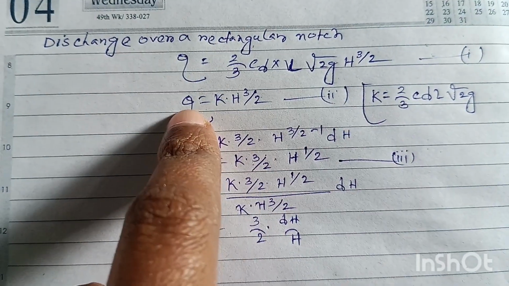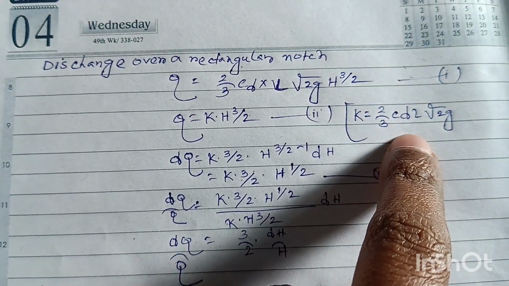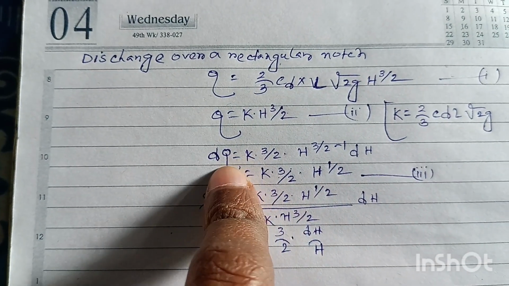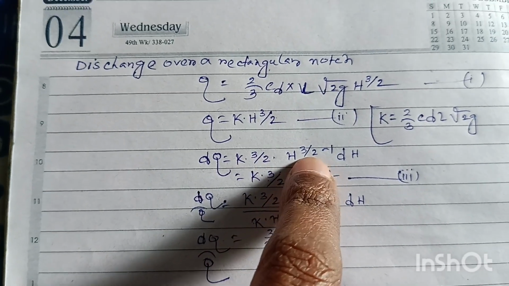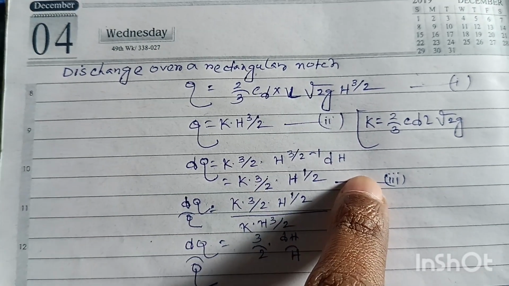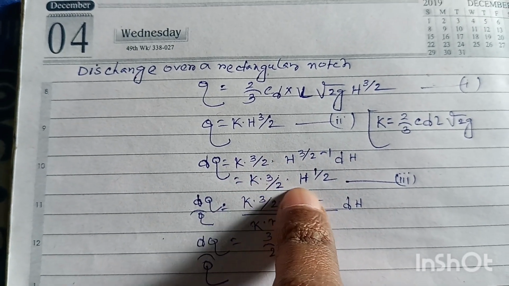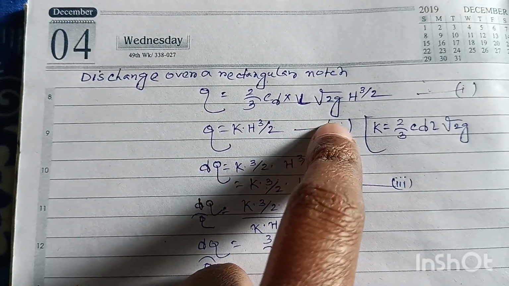Then we can write Q equal to K into H to the power 3 by 2, where K is equal to 2 by 3 Cd L into root over 2g. Then we can write dQ equal to K into 3 by 2 into H to the power 3 by 2 minus 1 into dH. So dQ will be equal to K into 3 by 2 into H to the power half. This is equation number 3 and this is equation number 2.